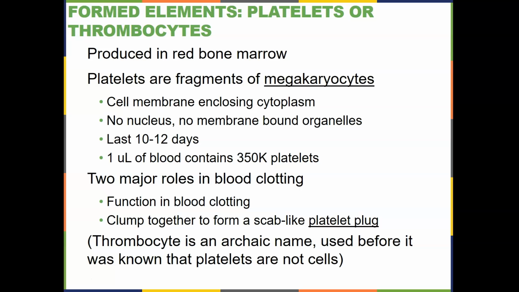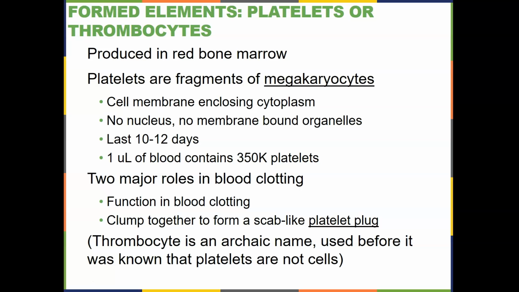Now, platelets and thrombocytes are also produced in the red bone marrow. Platelets are fragments of what we call megakaryocytes. I'll show you where those guys fall in the blood cell family in a little bit. They're just cell membranes with a piece of cytoplasm, no nucleus, no organelles. They don't last very long, 10 to 12 days.